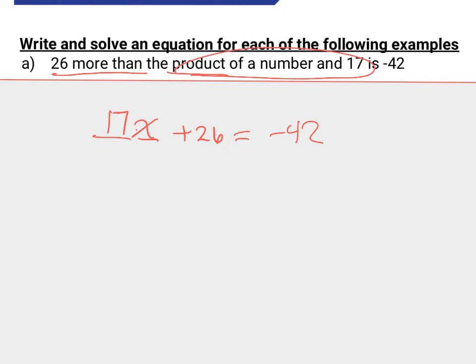You could have also said 26 being added to the product of a number, let's say the number is n, and 17 is negative 42. So in the previous slides, what we were doing is translating expressions from English to algebra. Now we're applying that algebraic expressions part into equations. So when you see the word is, it means equals. How would I solve this one?